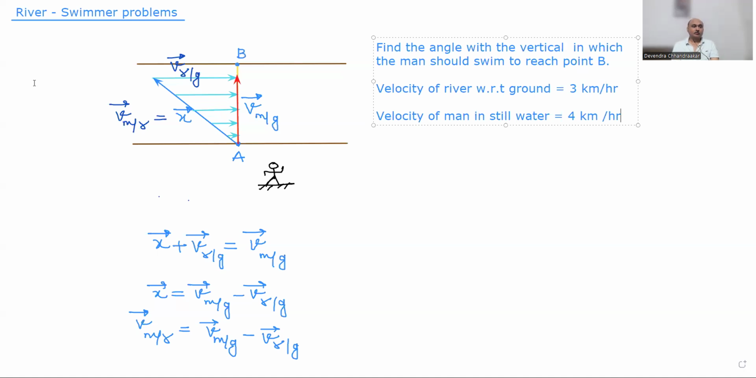तो क्या निकालना है तुमको? क्वेश्चन पढ़ोगे तो समझ में आएगा. You have to find this angle. Let's say this angle is some angle phi. All of you understood? Yes, sir. What is VRG? Magnitude of VRG is given to you. It is 3 kilometers per hour. I hope all of you understood this.